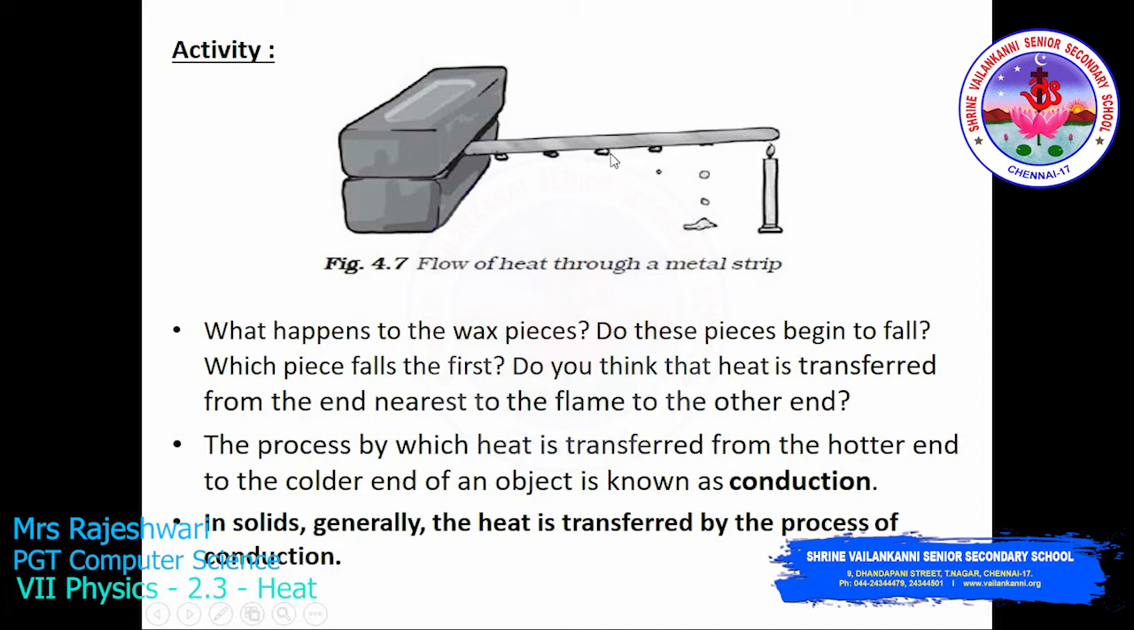At equal distances you have to place the small pieces of wax under that metal strip, and light a candle at one end of the metal strip. After some time, observe how the heat is getting transferred from the end nearest the flame to the other end. If you notice, the first wax, which is near the flame, gets heated and starts to melt. Finally the heat gets transferred throughout the metal strip, and the wax placed at the far end also starts to melt. You can do this very simple activity in your home with the help of your elders.